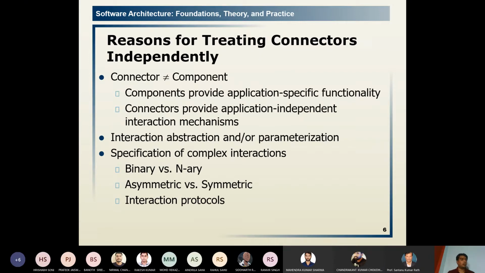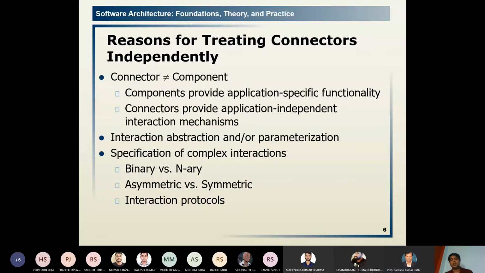Then, reasons for treating connectors independently. Why are we connecting the components through connectors in an independent way? The first one: a connector is not a component. Of course, the connectors are different and the components are also different. The components provide the application specific functionality. Each component has some functionality, just like in the three-tier architecture, the middle tier has some application logic.